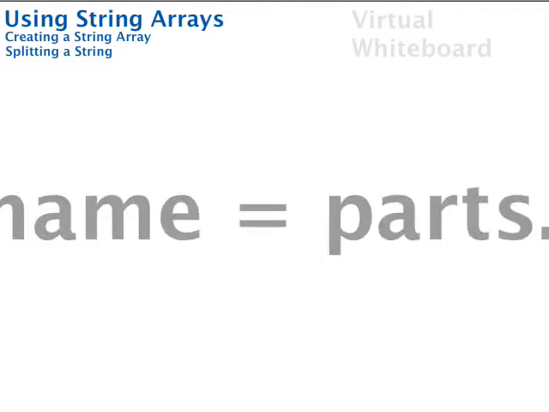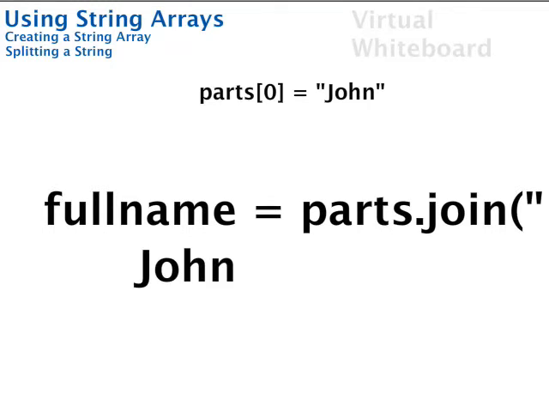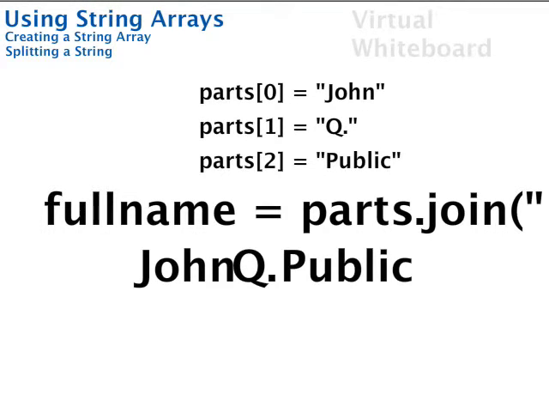JavaScript also includes an array method, join, which performs the opposite function. This statement reassembles the parts array into a string. The value in the parentheses specifies a character to separate the parts of the array. In this case, a space is used, resulting in the final string John Q. Public. If you do not specify a character, commas are used.